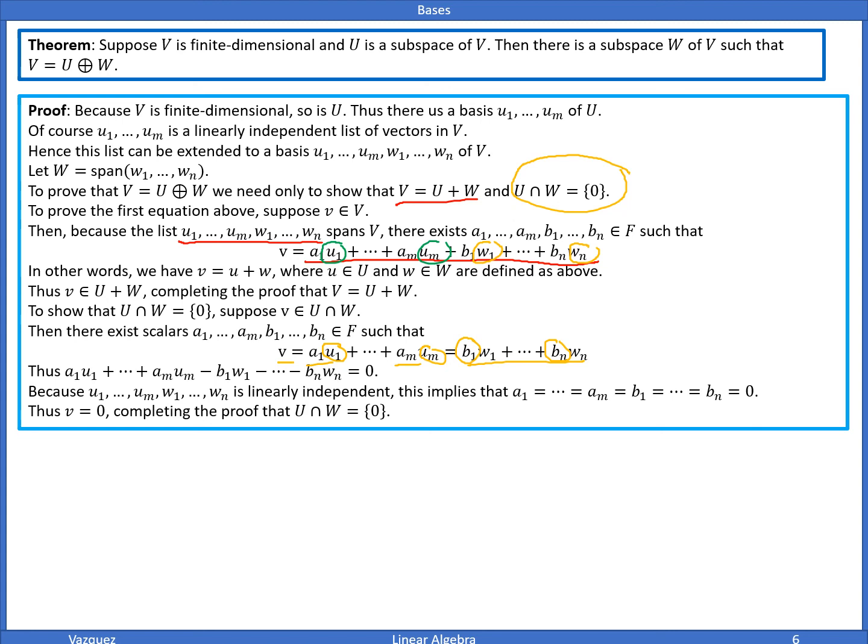So this is a pretty short section, but it's definitely an important one. Bases are really important in linear algebra. And like I said, we will be mentioning them till the end of this course.